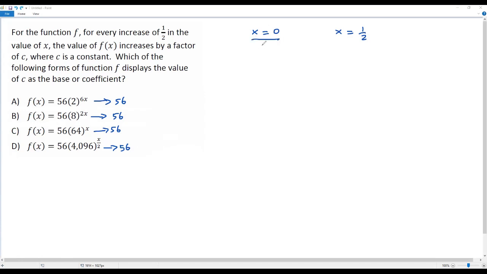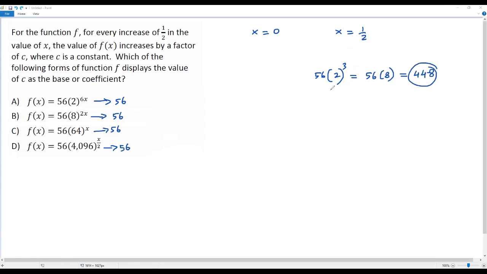Now, let's get the value of f(x) in answer choice A when x equals 1/2. For that, we plug in 1/2 for x. Then I'm getting 56 times 2 to the power of 6 times 1/2, which is 3. The value of 2 to the third power is 8. Then I'm getting 56 times 8, which is 448. When x equals 0, f(x) in answer choice A is 56. When x is increased by 1/2, from 0 to 1/2, f(x) in answer choice A is 448.